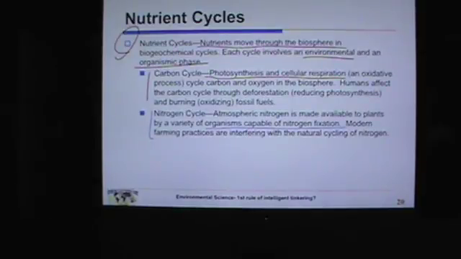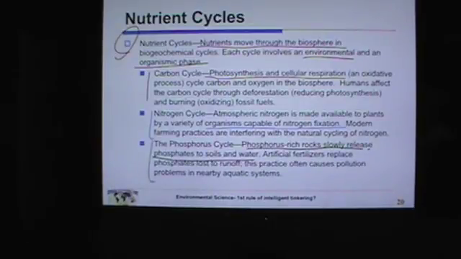The nitrogen cycle. Atmospheric nitrogen is made available to plants by a variety of organisms that can fix nitrogen. We'll talk about what type and the conditions for that later. Modern farming practices are now interfering with this natural cycling of nitrogen.